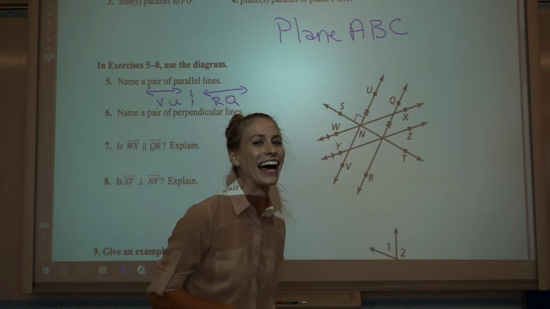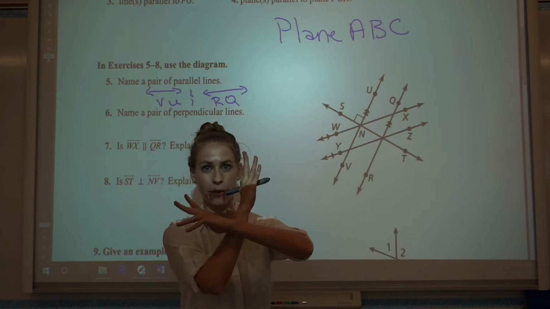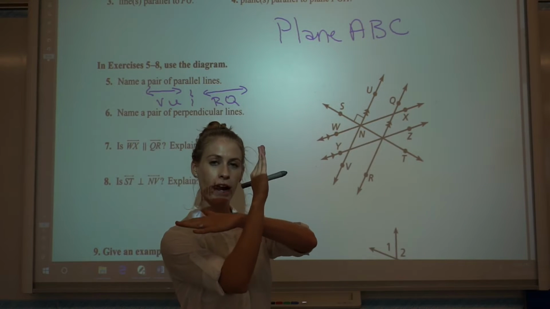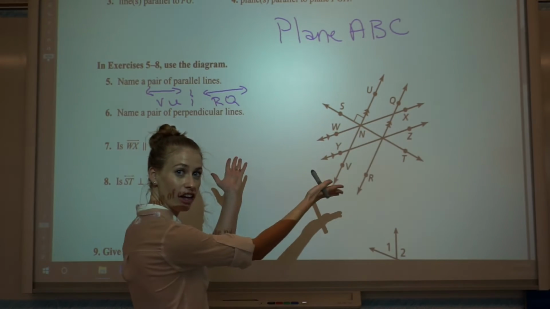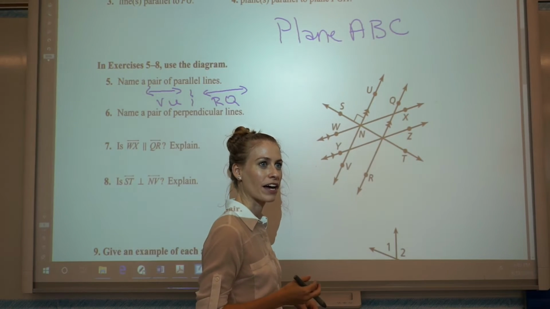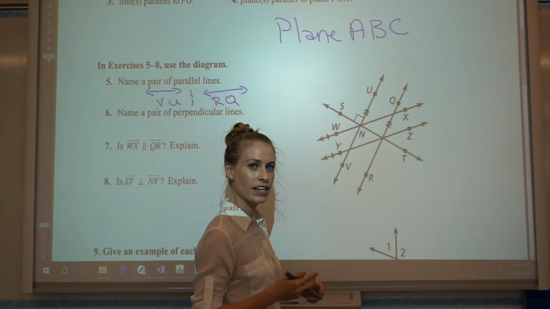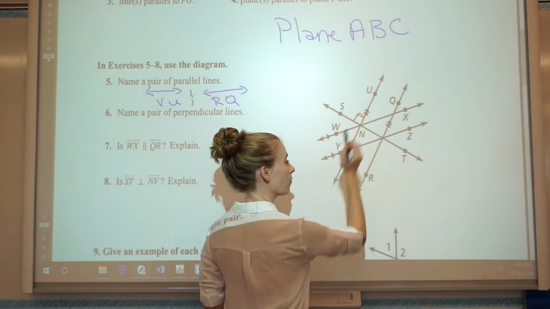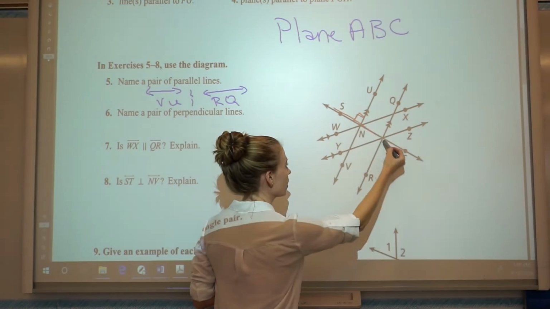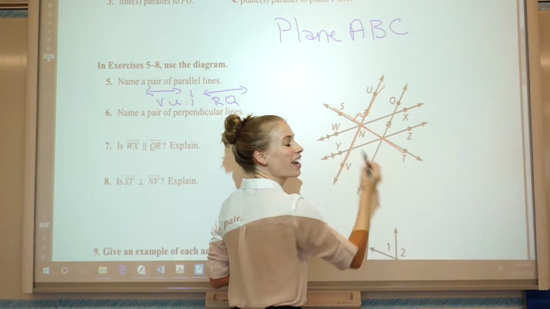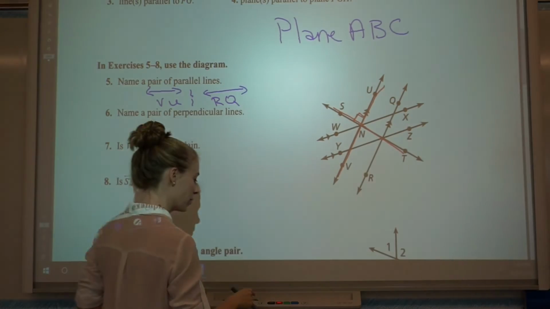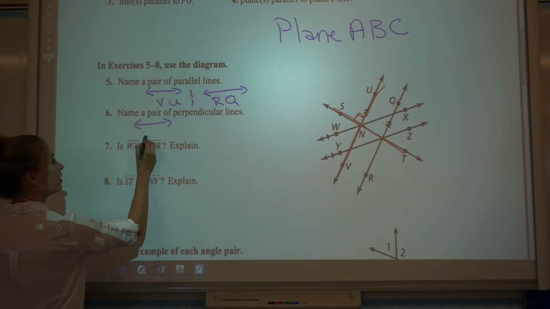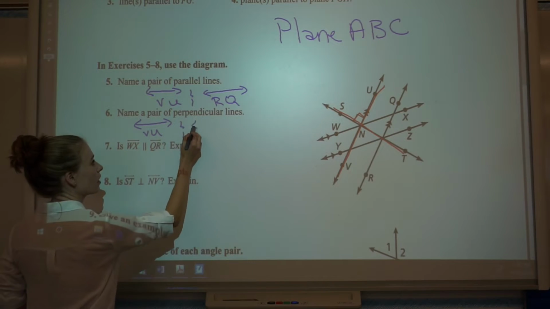Now number 6 is asking us to find perpendicular pairs. Perpendicular means we're trying to find lines that intersect, boom, and form 90-degree angles. The best way to find angles that are making 90 degrees is to look for that little square. Did you find it? Right there. So I know that these two lines right here form a 90-degree angle. Those are perpendicular. So lines VU and line ST.